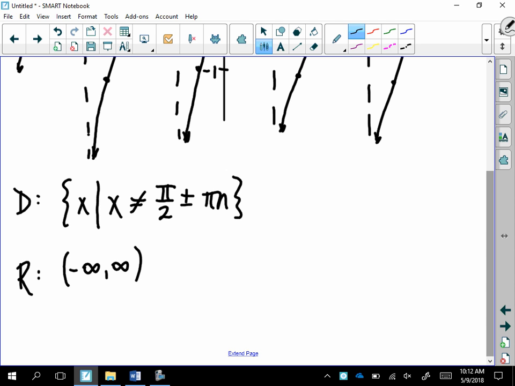Intercepts. All the x's such that x equals 0 plus or minus pi n is really all the intercepts. The intercepts for sine are also the intercepts for tangent. Hopefully that makes it into the paragraph that you write when you compare tangent and sine. Okay, their intercepts are the same. Y-intercept? 0. Does it have a minimum? Maximum? End behavior?